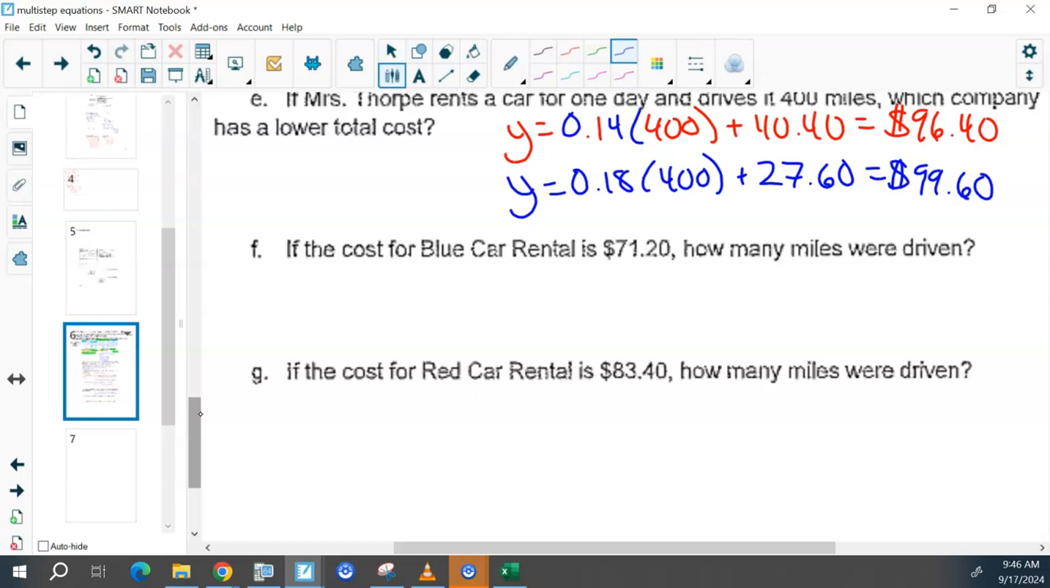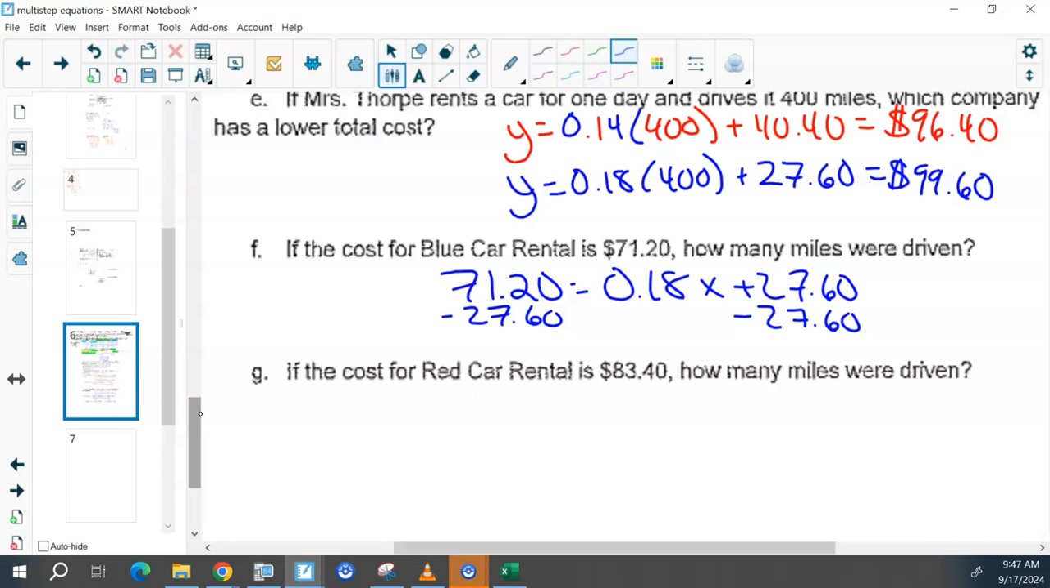Okay, and then for problem F and problem G, now it's asking you to find the number of miles because we have the total cost and we have to find the number of miles. So now this would go in for Y, and we would keep the rest the same except change our variable of X back to X and solve. So subtract 27.60.